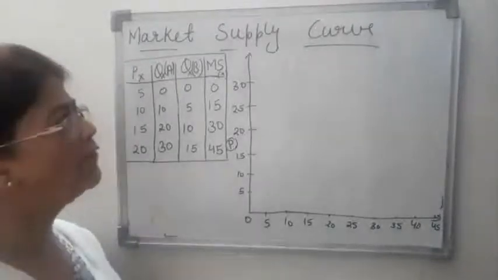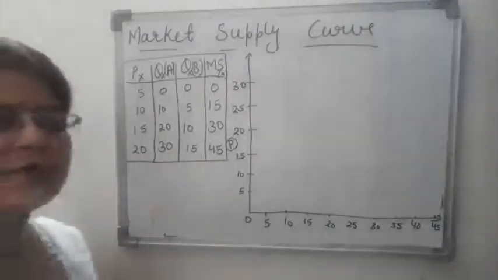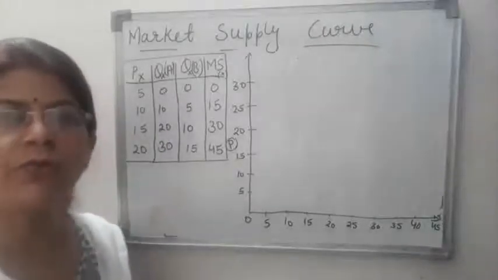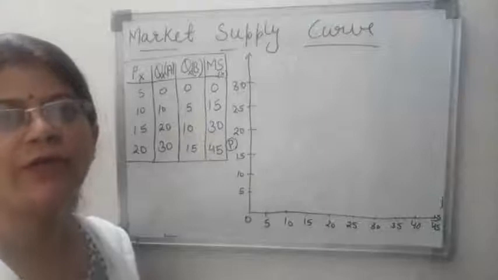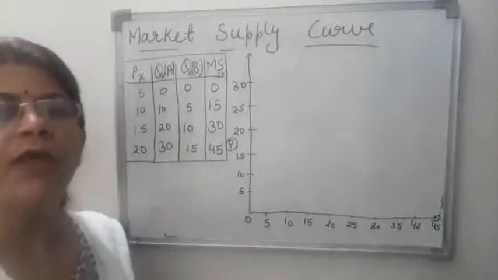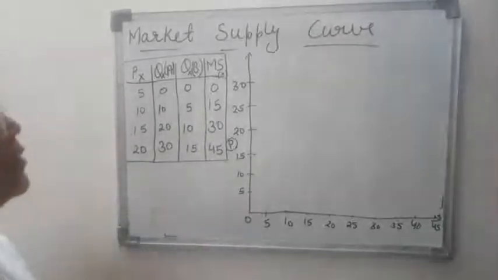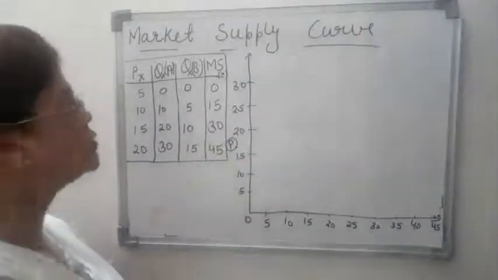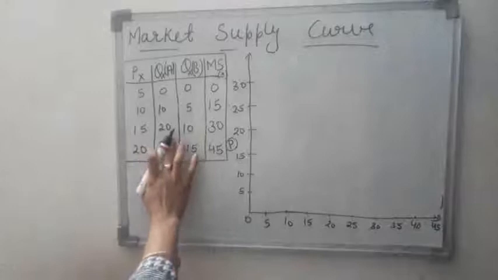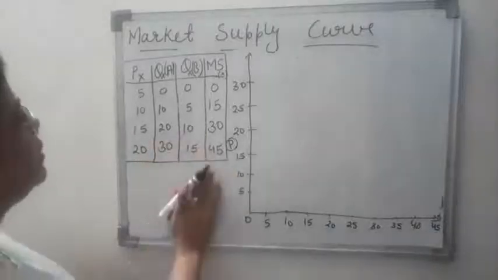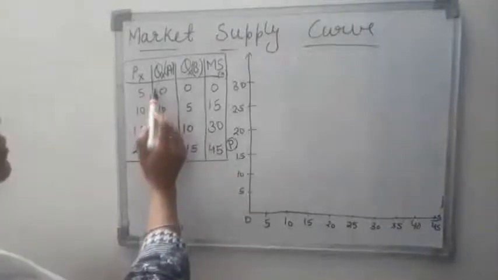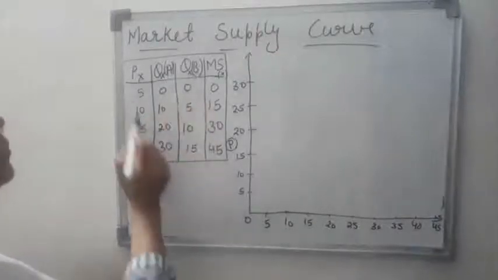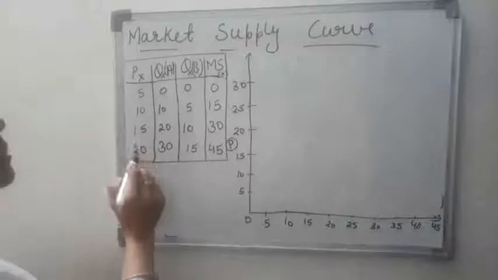Second type of supply curve is the market supply curve. Market supply schedule, as we all know, it is the summation of individual supply schedule. Similarly, market supply curve is the summation of individual supply curve. So here you can see this is the market supply schedule given here. When firm A and firm B's quantities are given according to the different possible prices.